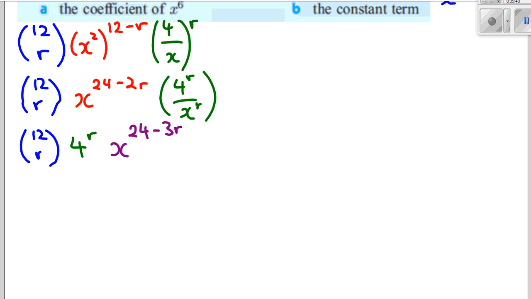But then isn't it still x to the 24 minus 2r over x to the r? You could. I kind of got lazy and skipped that step. Maybe that's what confuses me. Okay. So it's kind of like saying that over that.